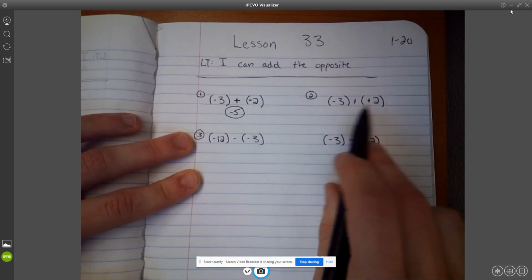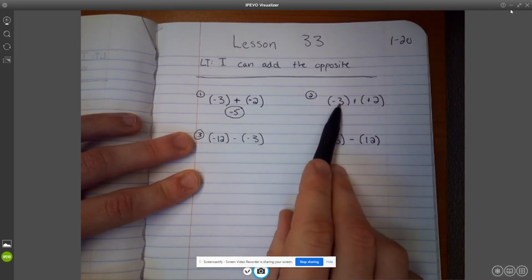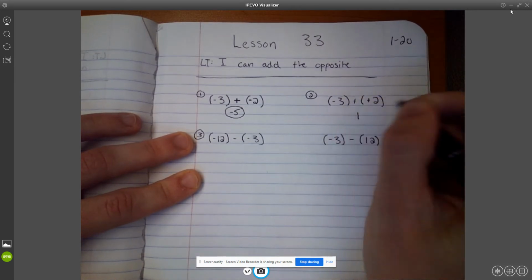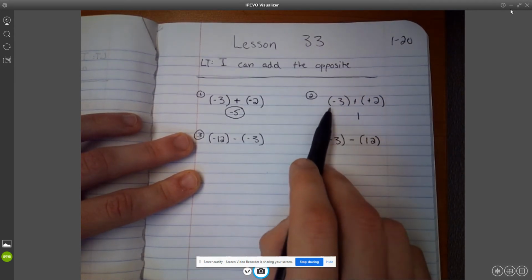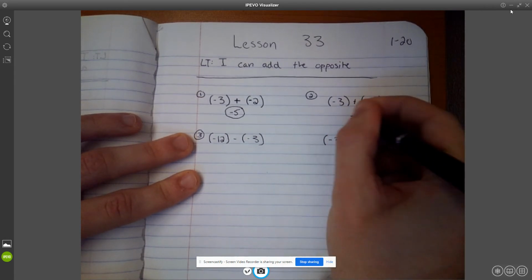So when we have one of each, we got to ask ourselves, what's bigger? Well, the 3 is bigger. So we're going to take 3 and subtract 2. 3 minus 2 is 1. And then we know this negative is bigger than the positive. So our answer is going to be negative.